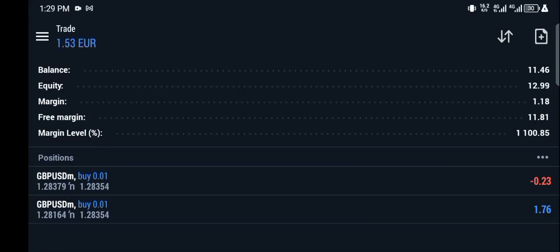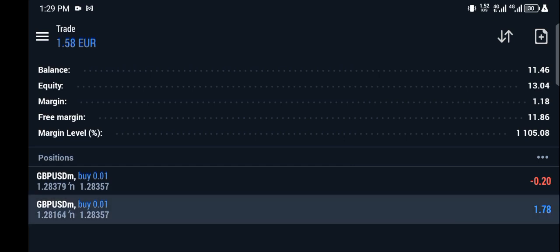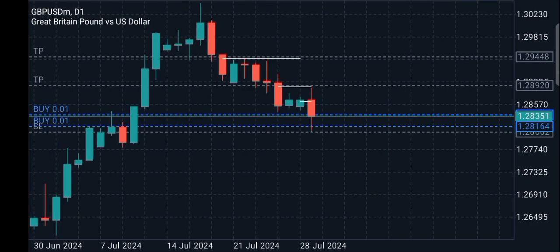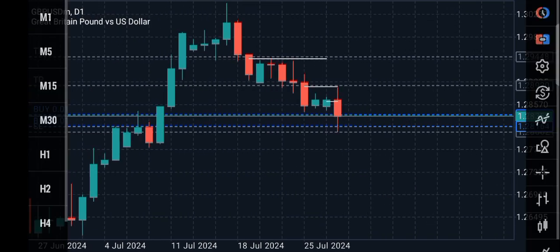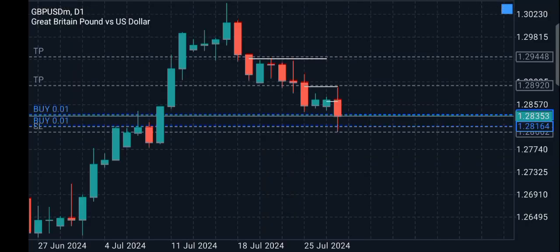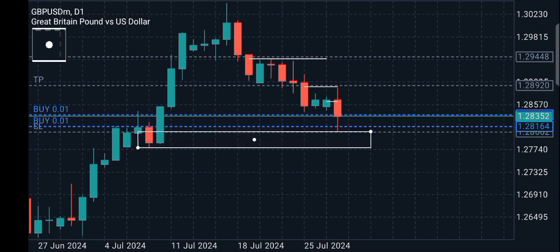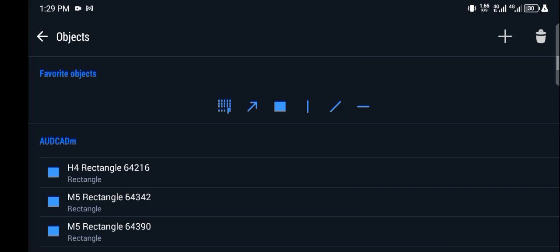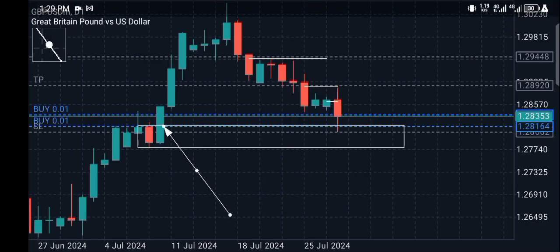I just want to do a little rundown on how I took this particular trade on GBPUSD. So let me take you to the chart. First of all, looking at this chart, there are 5 things that I used to do my analysis on this particular trade. First, I marked out this order block here, and secondly I saw this FVG, this fair value gap here.